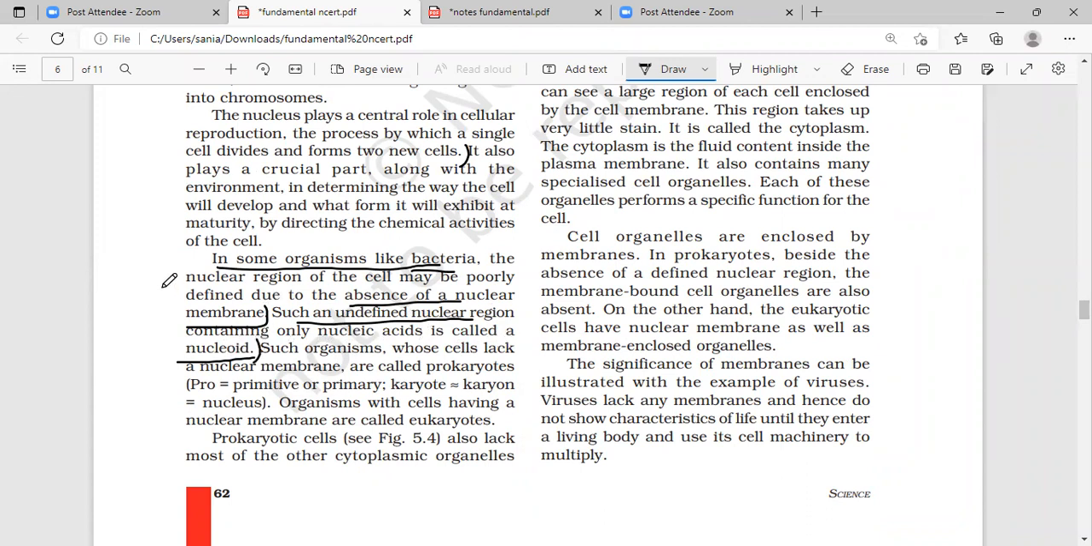So basically, if this is a bacterium, of course they have space for the nuclear membrane, but they don't have a nuclear membrane. In that space, they have nucleic acid. Instead of a nuclear membrane, they have nucleic acid, and this nucleic acid is known as the nucleoid. So you'll write this and this, and you will underline it like this.